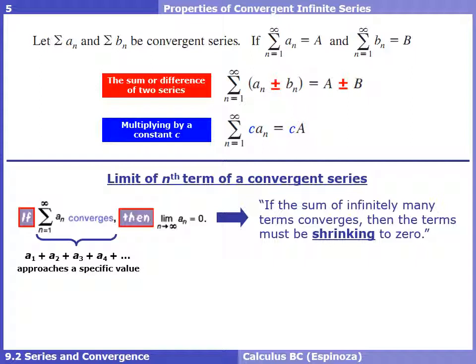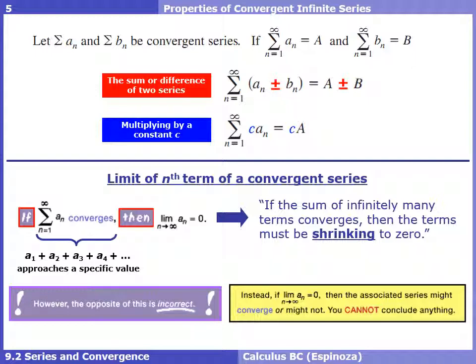So I got through just saying a couple times that the order matters here, because the opposite is not correct. If you take the limit of an infinite series and get 0, then that associated series might converge or it might not. All that's going to tell you is that we can't conclude anything, and the key word is yet. We're not going to be able to conclude anything yet.